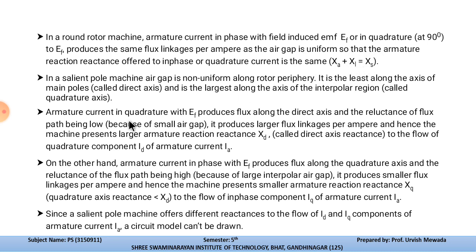Then in the salient pole machine, the air gap is non-uniform along the rotor periphery. That's why it has two axes: one is the quadrature axis and one is the direct axis. The direct axis is along the axis of the main pole, where the gap is least, and the axis of the interpolar region, where the gap is largest, is called the quadrature axis. In other words, the direct axis is the polar axis.